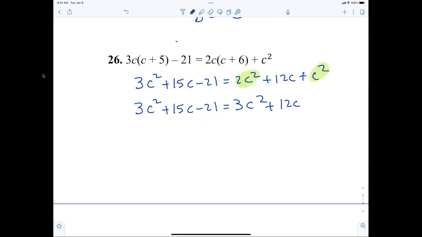Now what, Mikey? What happens there, they cancel, right? And then you're left with 15c minus 21 equals 12c. So what happens next? You move over the 12c with 21. Yep. So 3c equals 21, so c equals 7.